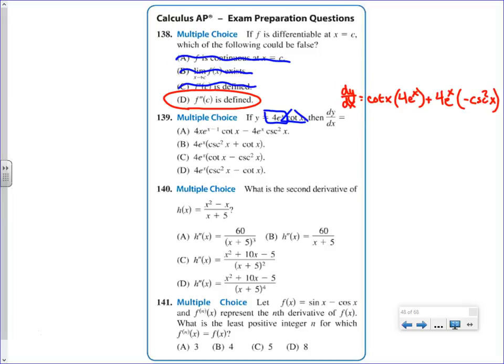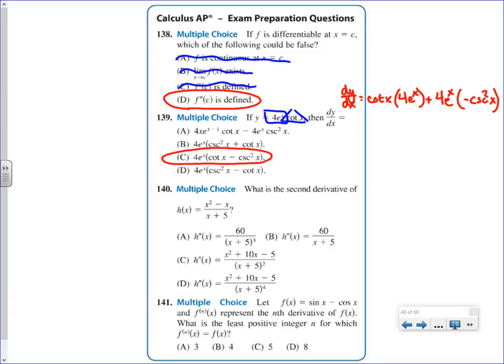Let's just pause and not waste time rewriting and see if we can make it match. For instance, letter A, e to the x minus 1 doesn't even make sense. Letter B doesn't have a minus. Letter C, well, that's looking better. What did they do with the 4 e to the x? Pulled it out, and what was left? Cotangent minus cosecant squared. If you're in a multiple choice question, try to make it match as quickly as possible. Just don't make mistakes while you're doing it.